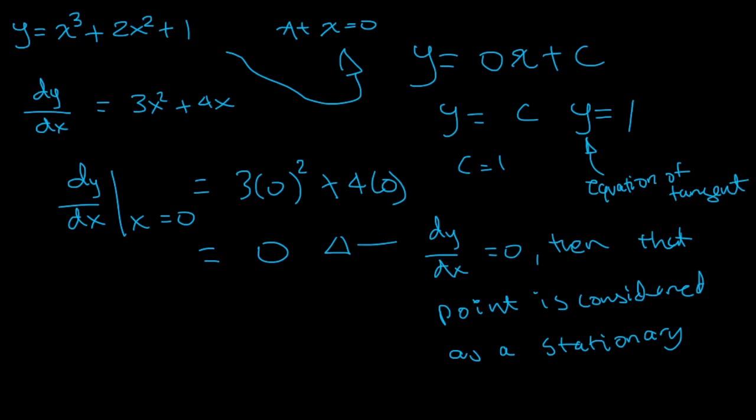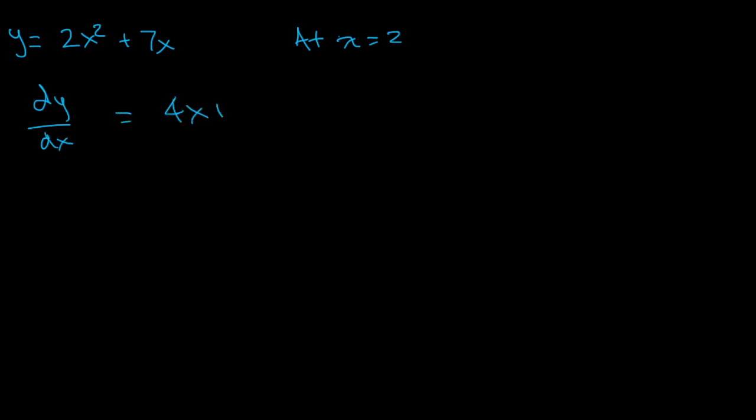Now let's try to do an example where we can figure out the normal. So let's say y equals 2x squared plus 7x. So the process is very similar. Let's assign a starting value. So let's say x equals 2. So again, we take the derivative. That's just going to be equal to 4x plus 7.